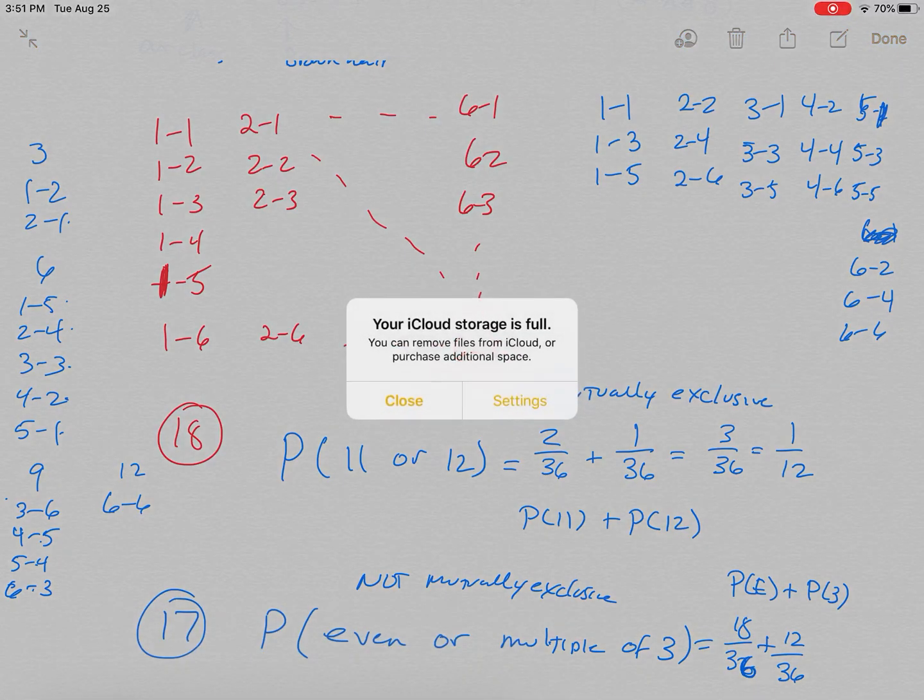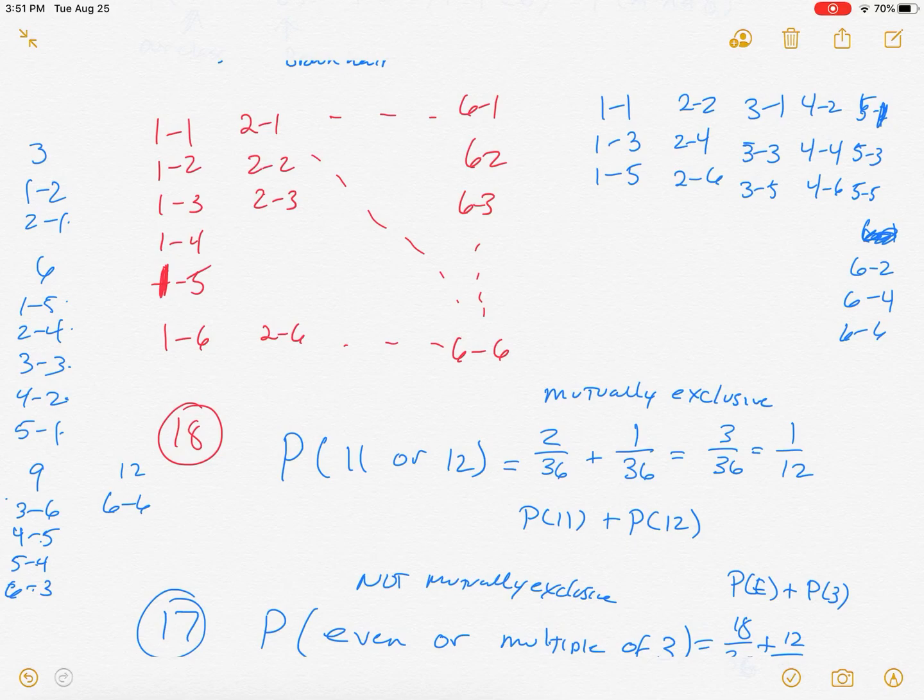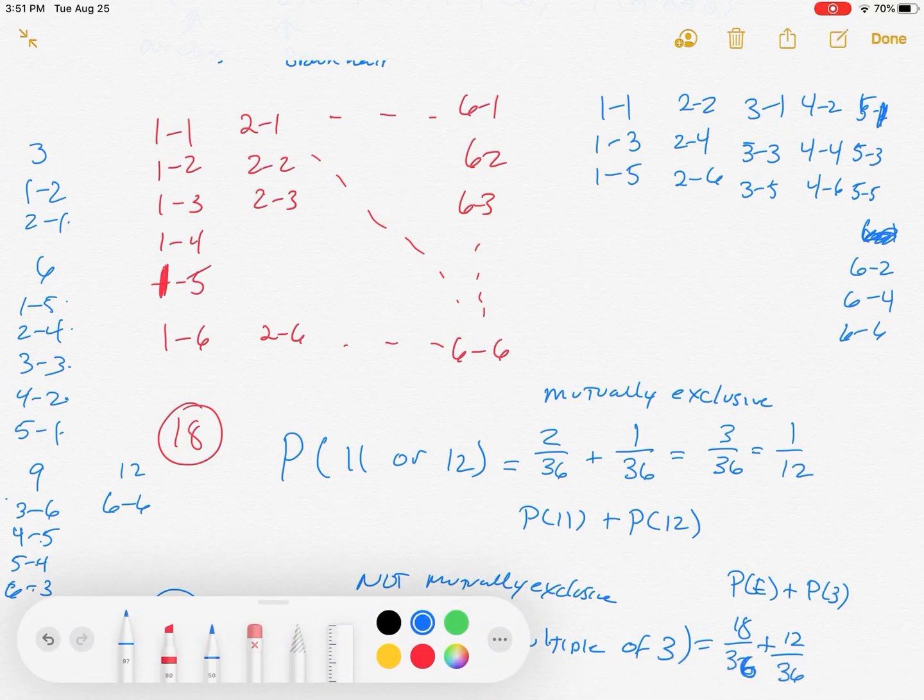And then I'll highlight. Sorry, I'm going to keep getting this message about my iCloud storage being full. I should try to fix that.